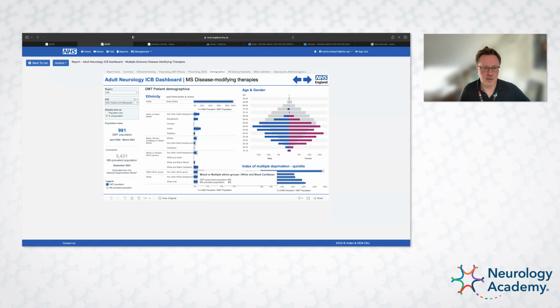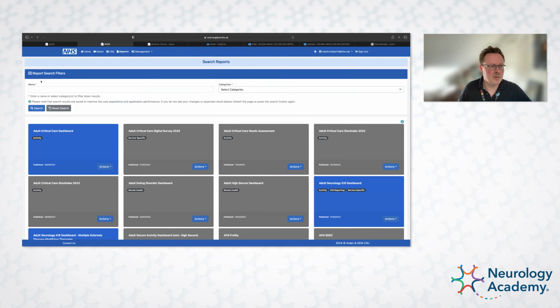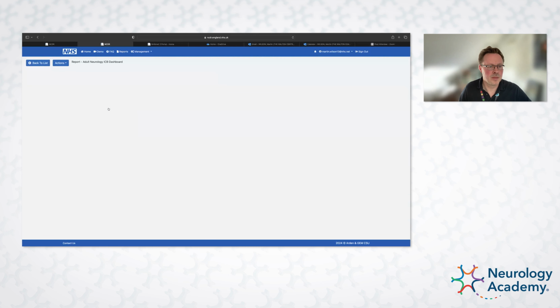And again, you can look at this for ethnicity as well. There's a bit on the dashboard about delivery networks, as in where services are and whether they're a prescribing site or not, which for purposes of today, I don't want to go into too much detail about. And in fact, what I'll do now, I think, is go back to the main dashboard.